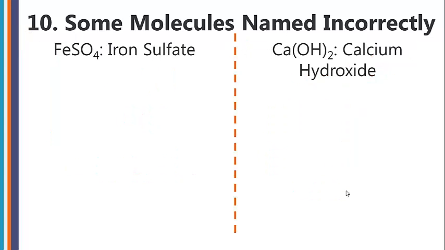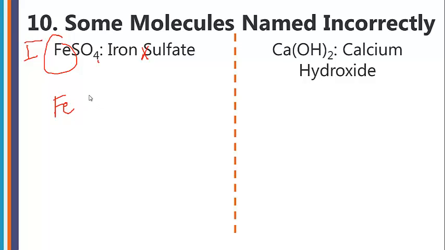Next one, I have iron sulfate. So Fe is iron, and sulfate is a polyatomic ion, so this is an ionic compound. Now, iron is a transition metal, which means this name is wrong because I need to have the Roman numerals which indicate the charge of the iron. So we've got to figure out what the charge of this is.